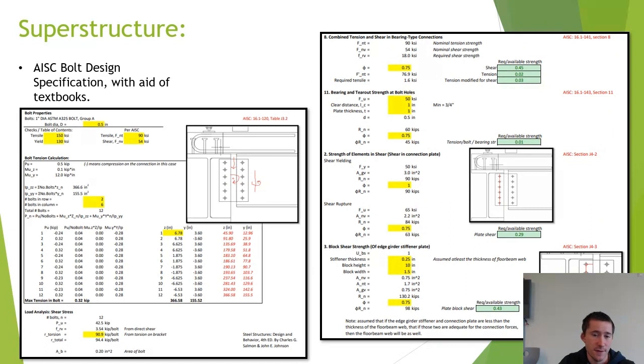AISC was also used for the bolt connection design between the edge girder and the floor beams. Moment at the connection was distributed to the bolts as either tension or shear. Then the total tension and shear were checked in combination. In the connection plate, tear out and bearing, shear, and block shearing was checked. If you look at the picture at the very bottom right, which might be kind of blocked out, you see the red lines that show a potential rupture path.